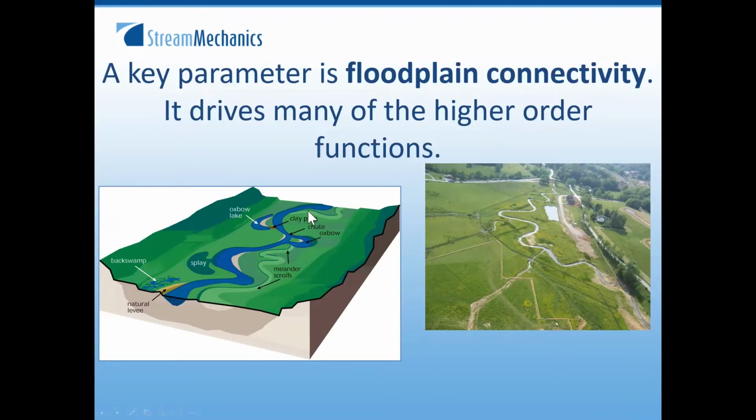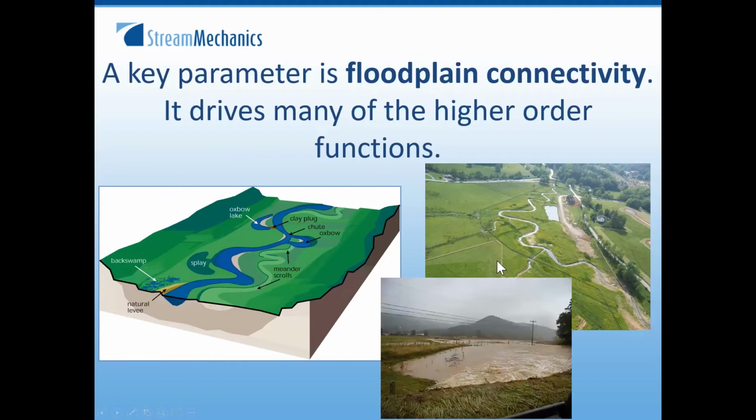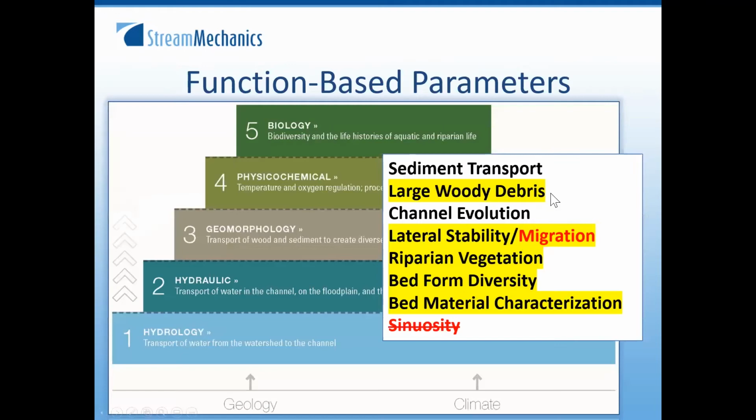You can see this example of a stream meandering through the center of the valley, nice floodplain connectivity. Here's a restoration project, and then the big flood going through that project. And you can see how low that energy is because we're dissipating energy on a floodplain. So keep that in mind. Of all these parameters, floodplain connectivity, I would argue, is the most important.